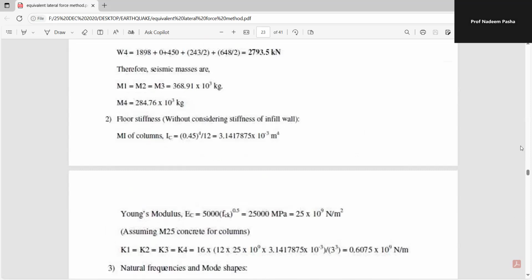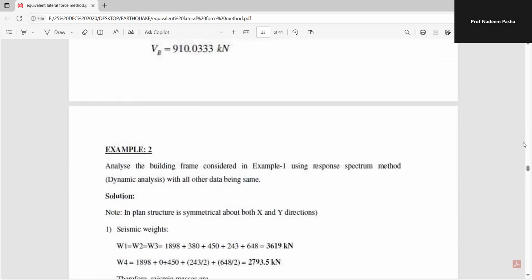Now, the second type of problem. Whenever you solve problems on earthquake, one thing you have to remember: you have to always use the IS code with you, and also IS 456 you should refer. So in the second problem, what we have to do is analyze the building frame considered in example one using the response spectrum method, dynamic analysis, with all other data the same. So the remaining data is the same. Only what we are doing is using a different method.